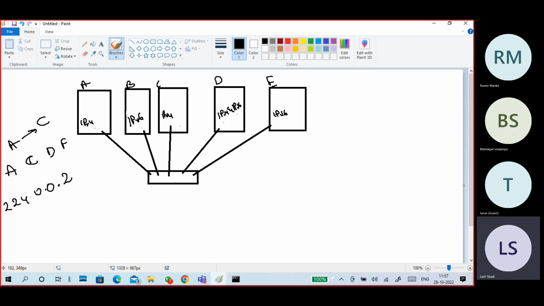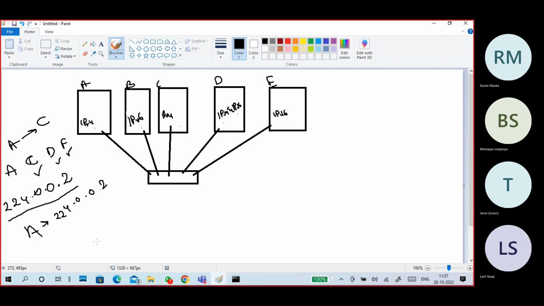An example of multicast addressing is 224.0.0.2. Just for example, this is one multicast address. So A sends a packet to 224.0.0.2, and this packet is received by C, E, F. It looks like one IP address only, but these are all in the same multicast group. So obviously all will get the same packet.